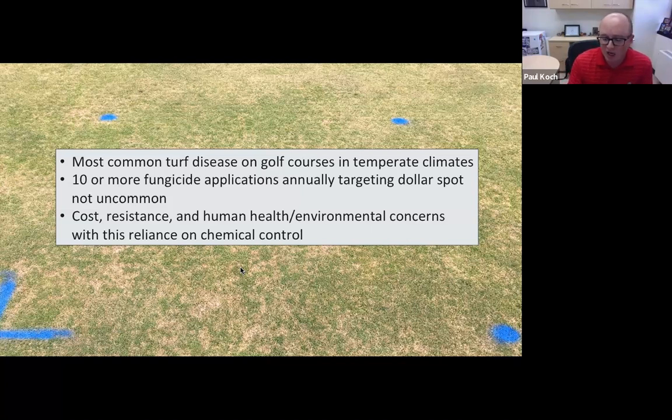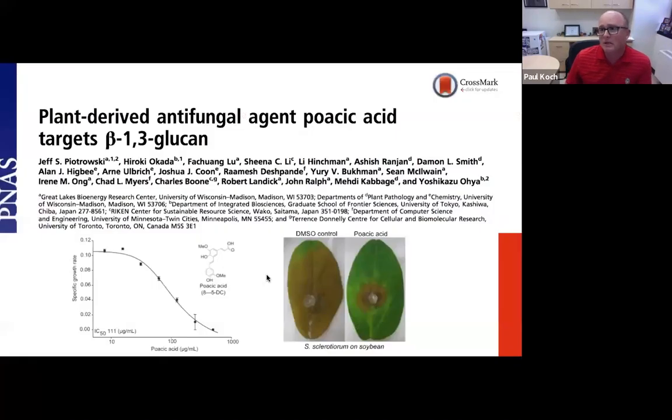So really the gist of this project is to try and find another option that we can use and still get acceptable or effective dollar spot control. And the other option that we're testing here is a plant-based product called Poacic acid. So what is Poacic acid?